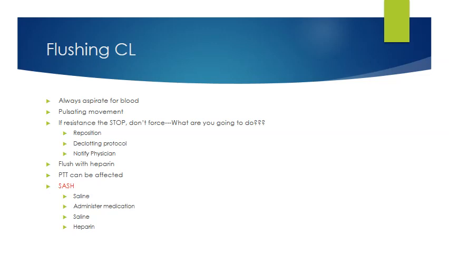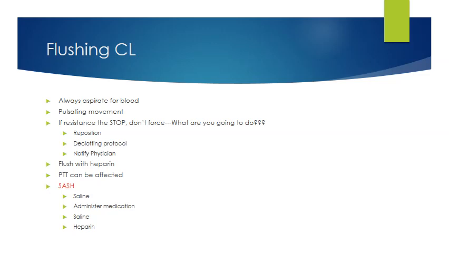What are you going to do? If you can't get anything in, then you would want to try to reposition, because sometimes those lines are positional. Might be up against some structure in the body that was kinking it or moving it, so we would reposition and try again. You may have to implement the declotting protocol, and you definitely want to let the physician know that it's not flushing. We usually flush those with heparin, and again, I talked to you about the Groshong, so you wouldn't need that with that valve, but central lines are normally flushed with heparin.